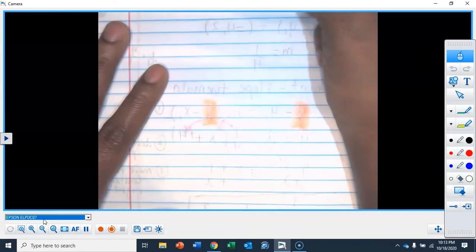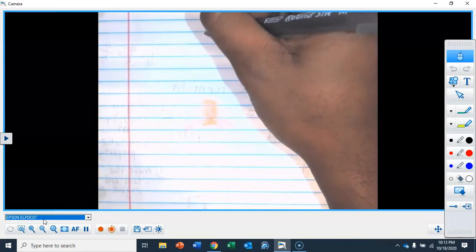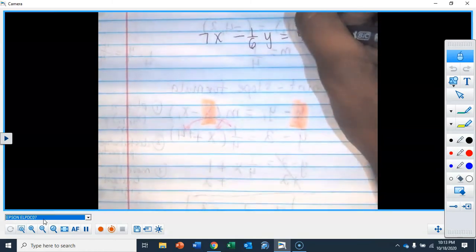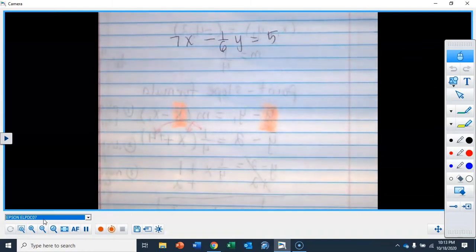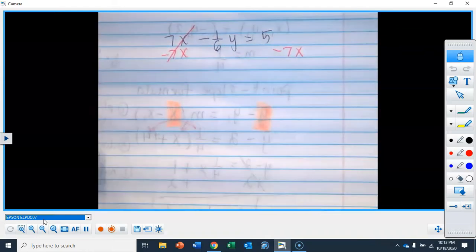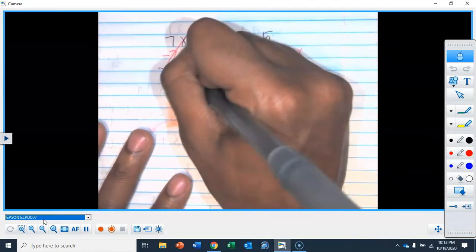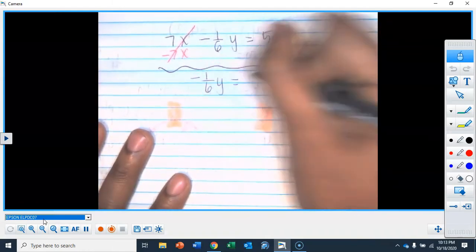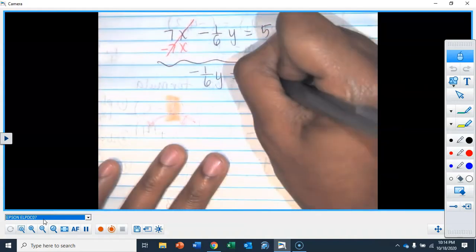So what if we have something like, I don't know, I'm gonna do a fraction. I'll get to that later. You can't have a fraction on the x. So, okay. So 7x minus, I don't know, 1/6 y equals 5. It's going to be kind of crazy, but let's do it. Minus 7x, minus 7x. So now we have, next step, negative 1 over 6y equals negative 7x plus 5.